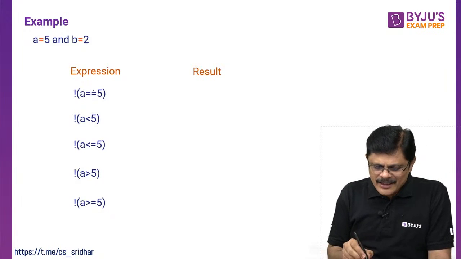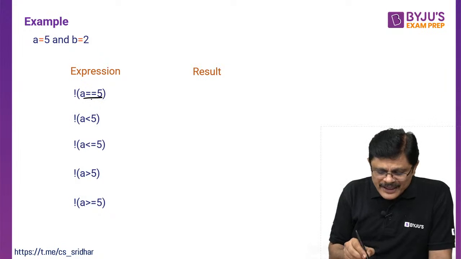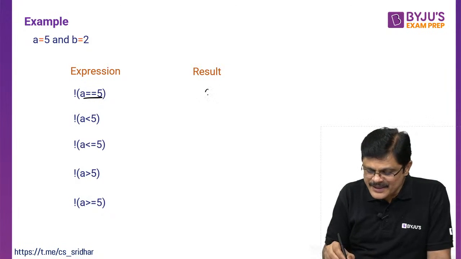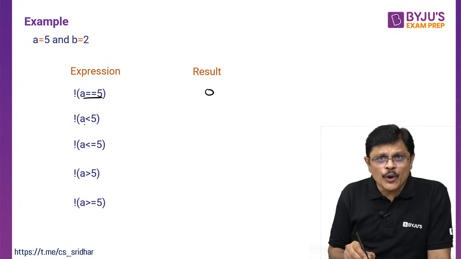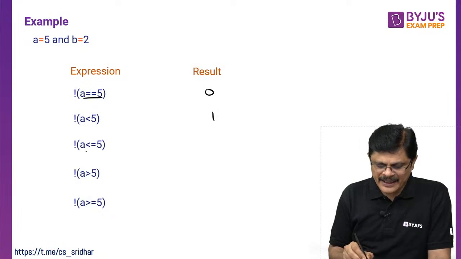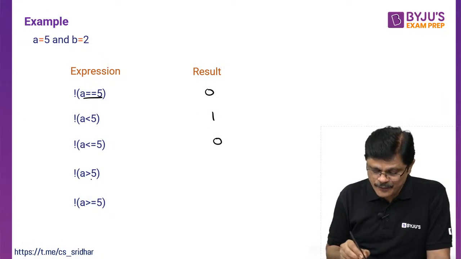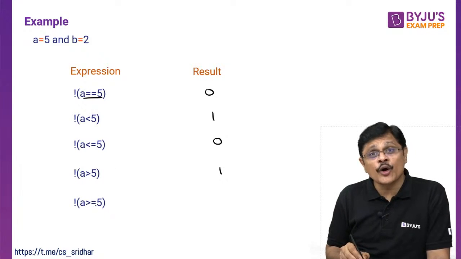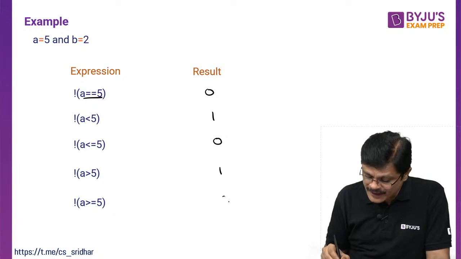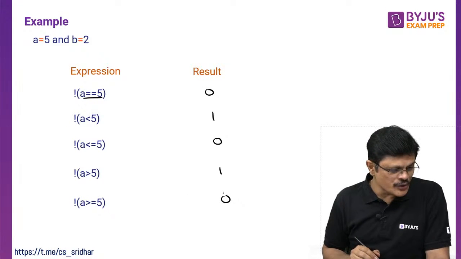Yes. So a is equal to 5? Yes. Not of 1 is 0. A less than 5? No. Not of 0 is 1. A less than or equal to 5? Yes. Not of 1 is 0. A greater than 5? False. Not of 0 is 1. A greater than or equal to 5? Yes. Not of 1 is 0. 0, 1, 0, 1, 0 is the correct answer.